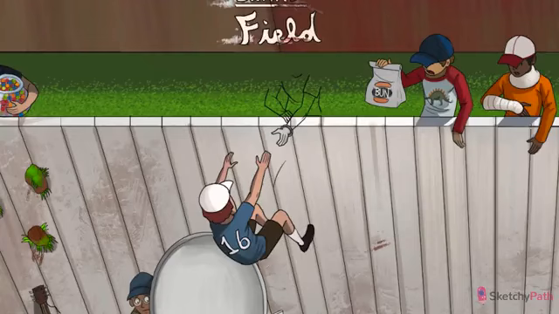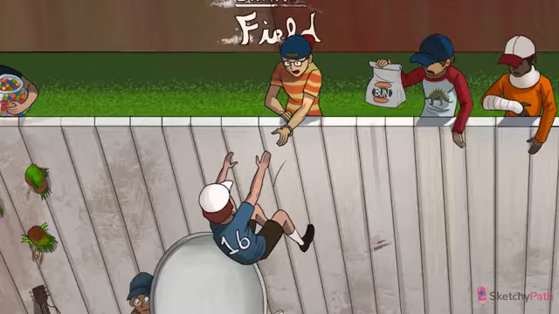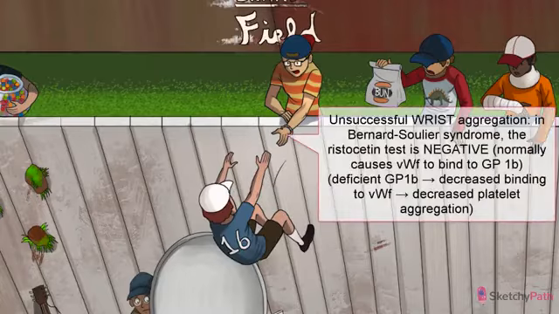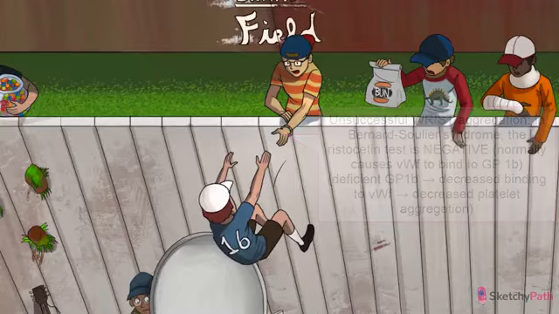To diagnose Bernard-Soulier syndrome, look for a lack of platelet aggregation in response to ristocetin, an ingredient which normally causes von Willebrand factor to bind GP1B. Since GP1B doesn't exist on platelets in Bernard-Soulier, there's nothing for von Willebrand factor to bind to, and platelet aggregation won't occur. This is considered a negative ristocetin test, and is reenacted by the kid at the top of the wall as he fails to grab onto the wrist of his falling comrade.